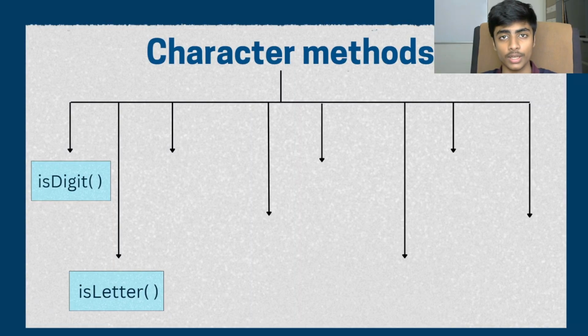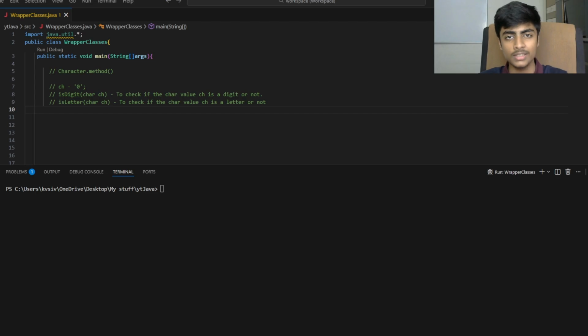Next, we're going to be looking at the isLetter method. The isLetter method is also pretty simple. We're just checking if the char value ch is a letter or not. Like the isDigit method, this is just going to print a true or a false. If the letter ch that I'm entering is a letter like A or C or Z, it's going to return true.